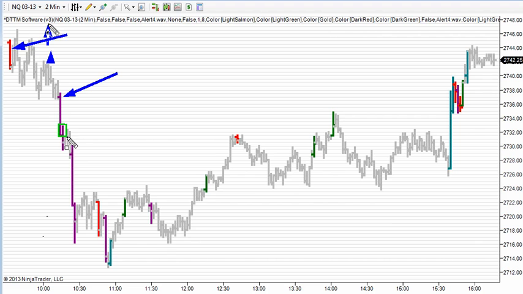Again, here's an area where they overlap. Nice opportunity. Here's an area where these two overlap. Nice opportunity. So again, that's just one of the many trades you can take.